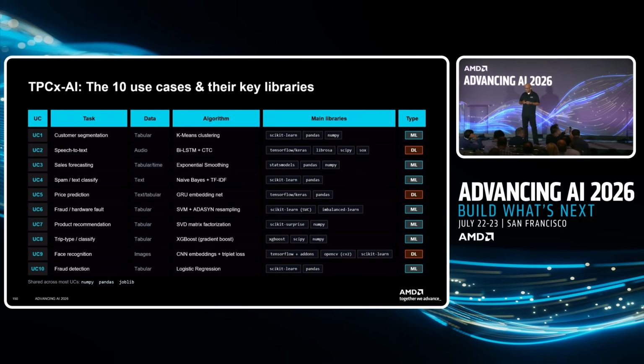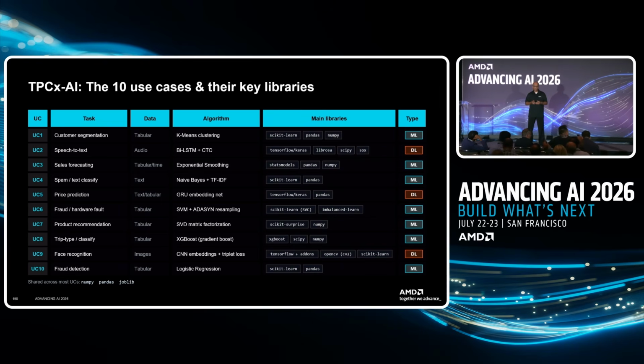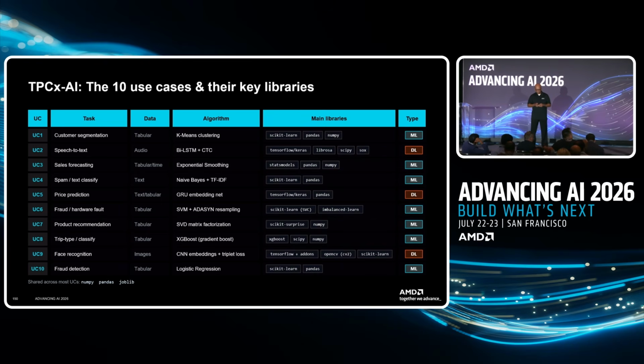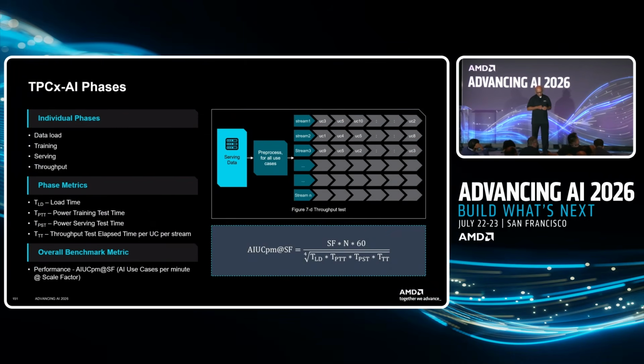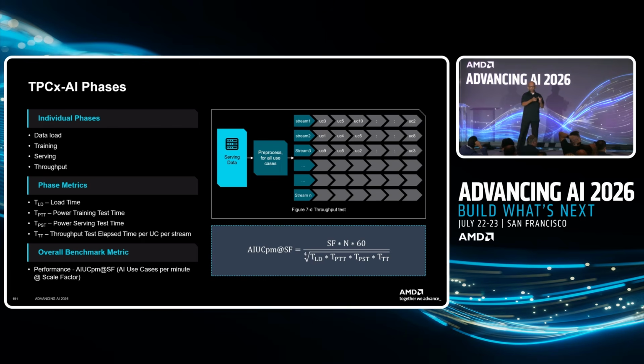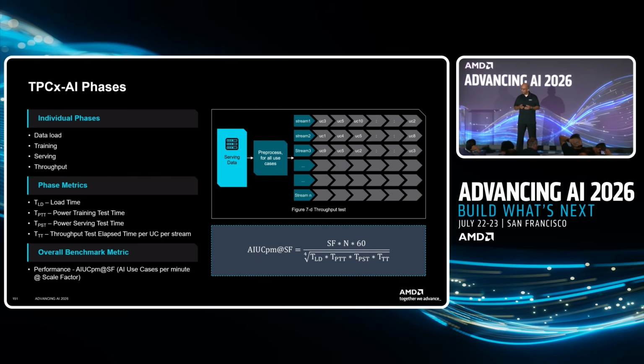And you can see towards the right, that column lists the main libraries that get invoked when you run TPC XAI. So under the hood, here we see multiple stages in the benchmark. I'm not going to go through every single one of them, but the basic premise is that you generate the data, you load it, you have a power training test, you have a serving test, and you have a throughput test.